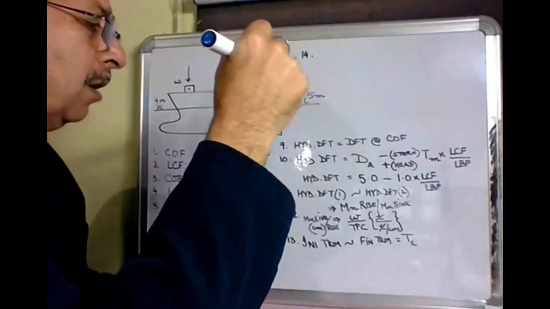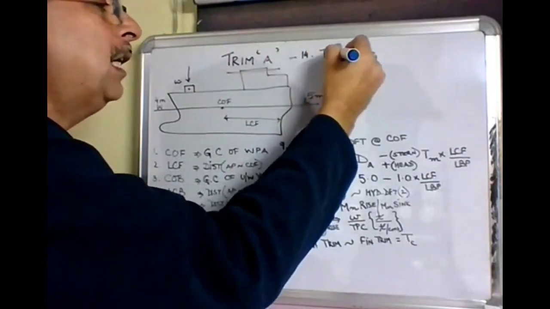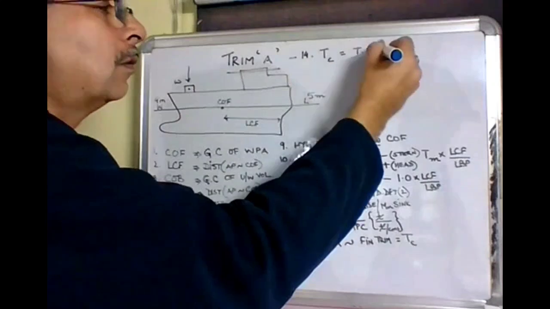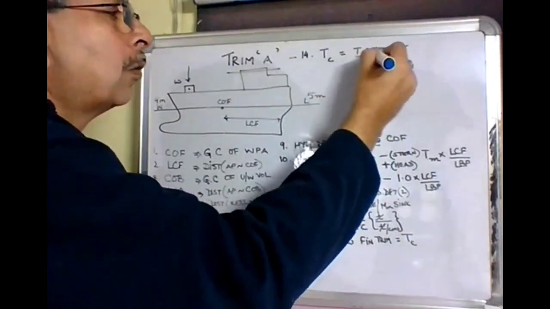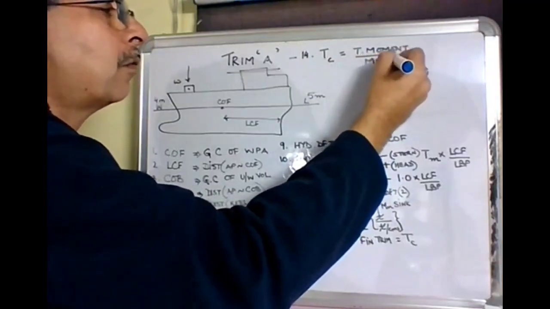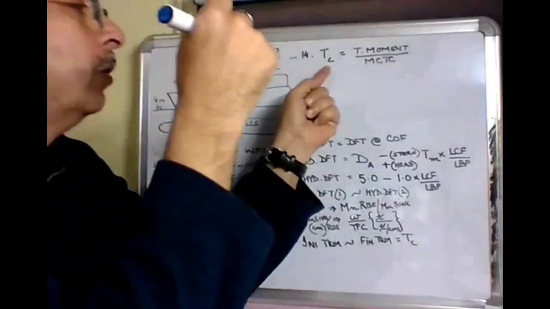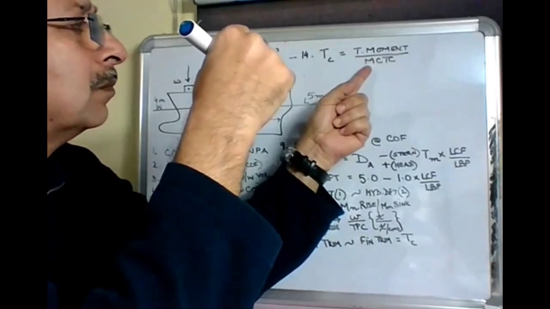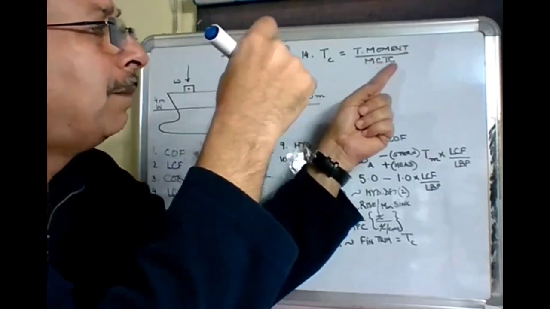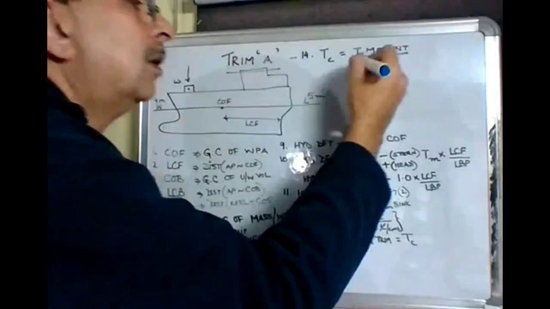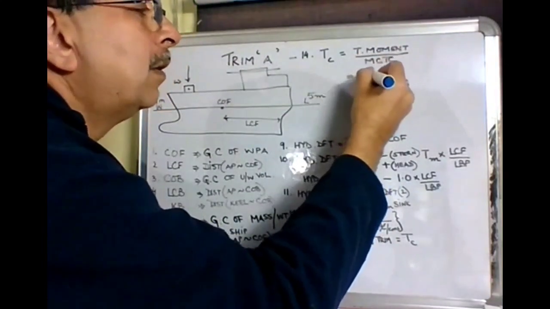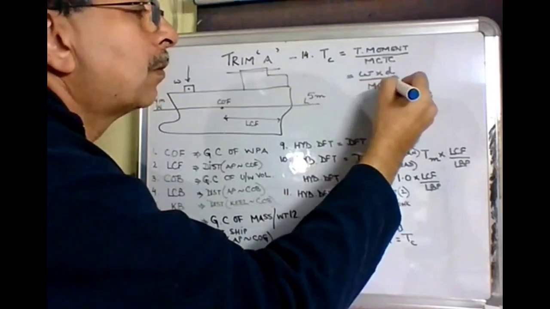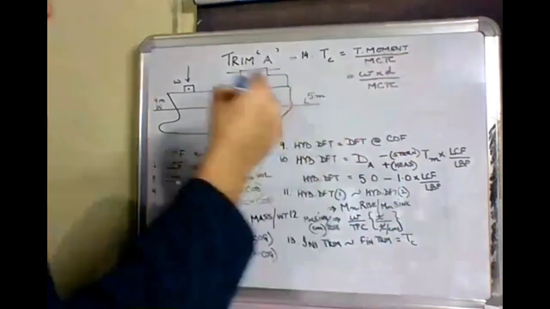So now TC, trim caused, is equal to trimming moment upon MCTC. MCTC stands for moment to change trim by 1 centimeter. Trimming moment is W into D upon MCTC. Trimming moment is W into D.